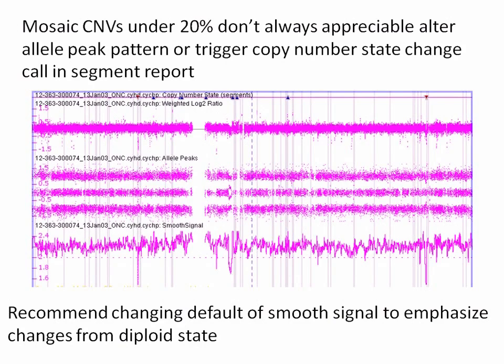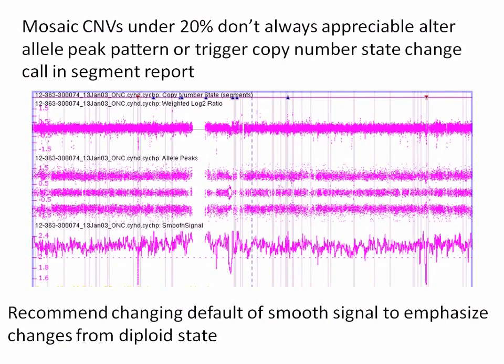But here's a case that does have trisomy 7. And you can see that the copy number segment report has just a few little blue triangles, but for the most part is not recognizing it. The SNP pattern, it's also hard to really see in the SNP pattern. This is getting a little thicker, but it's really not separating out. But my smooth signal is clearly elevated, and here's what I've done.